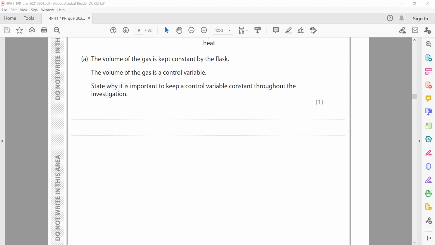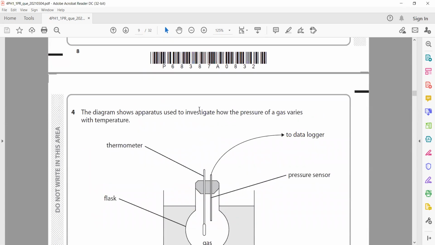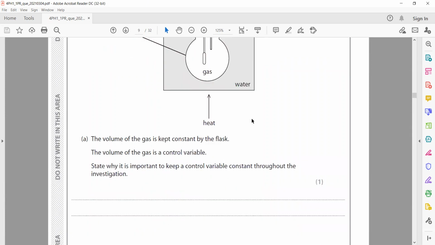So as you can see, we are finding the effect of pressure, the relation between pressure and temperature.